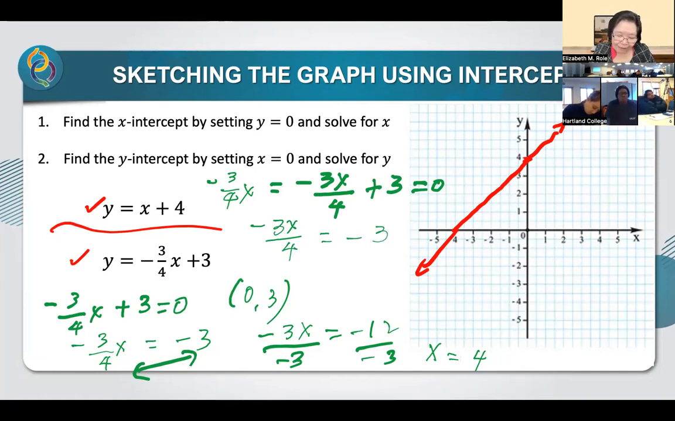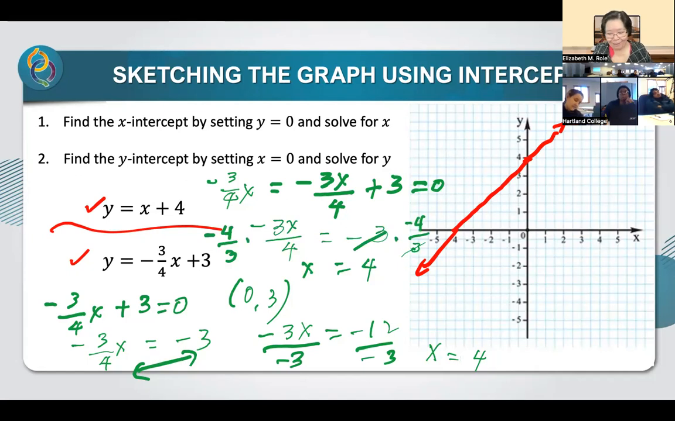So actually, the principle is saying we multiply this by minus 4 over 3 so that it will become x. I also multiply this by minus 4 over 3, and minus 3 and 3 will cancel. Minus is equal to 4. But another way of doing it is, yeah, you just cross multiply. I hope you remember that one.